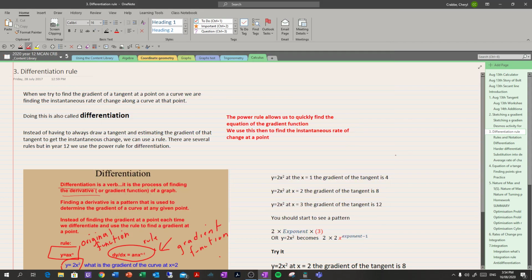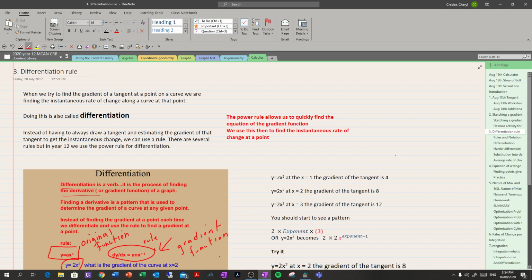Okay, we're going to look at formal differentiation, the first differentiation rule that we'll use, the main one that we'll use in year 12, and you'll get more of them in year 13 when you do more calculus, if you do more calculus.